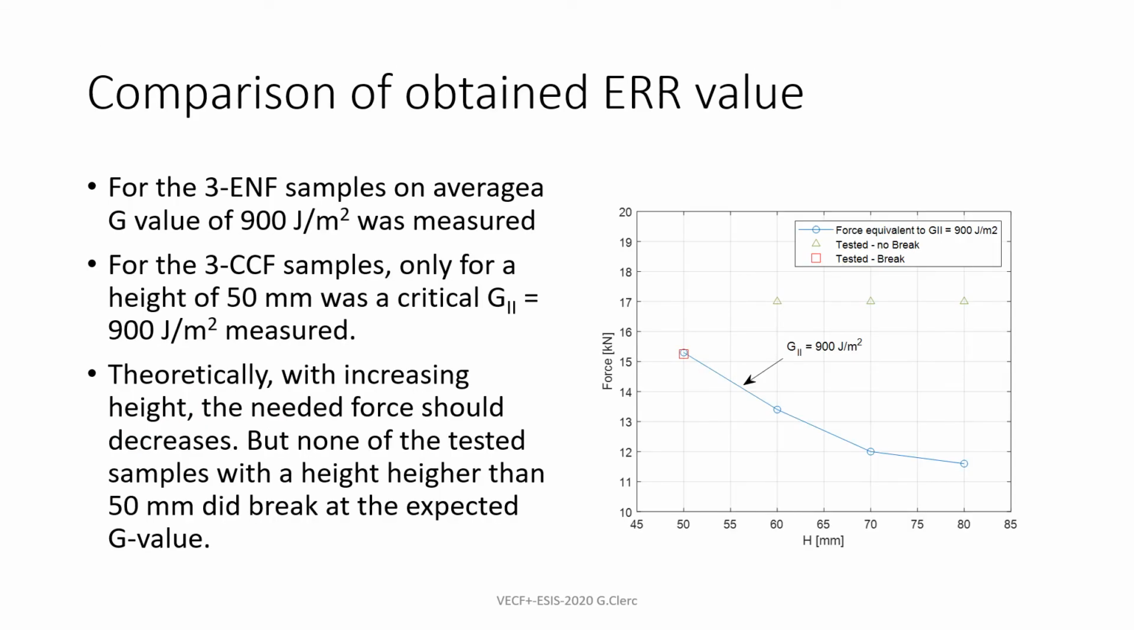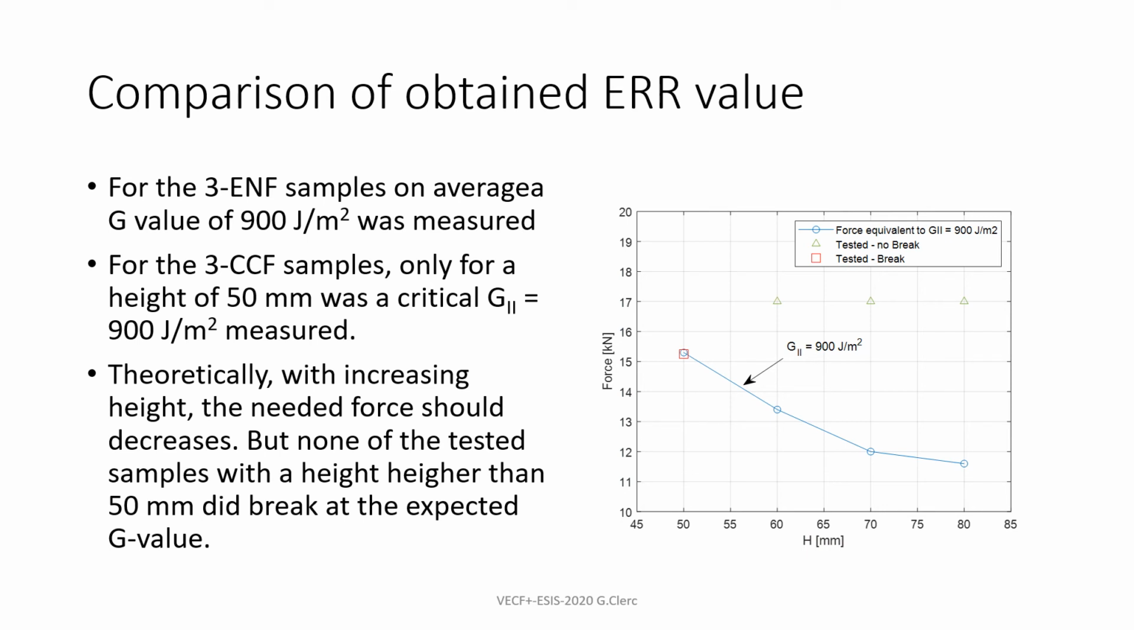Now let's compare the obtained energy release rate values. For the 3ENF samples, on average, a G value of 900 joule per square meter was measured. For the 3CCF samples, only for a height of 50 millimeter was a critical energy release rate value of 900 joule per square meter measured. Theoretically, with increasing height, the needed force should decrease, but none of the tested samples with a height higher than 50 millimeter did break at the expected energy release rate force.